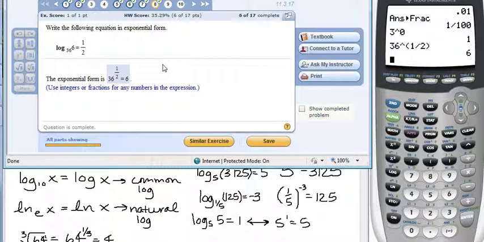All right, so that's what the first 8 problems are, just getting used to changing between these forms, super fast, super easy, all right?